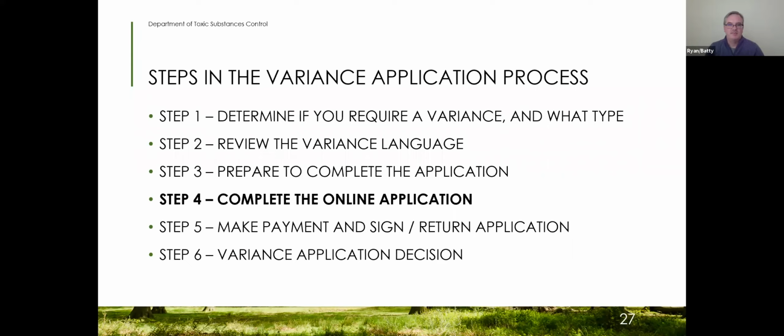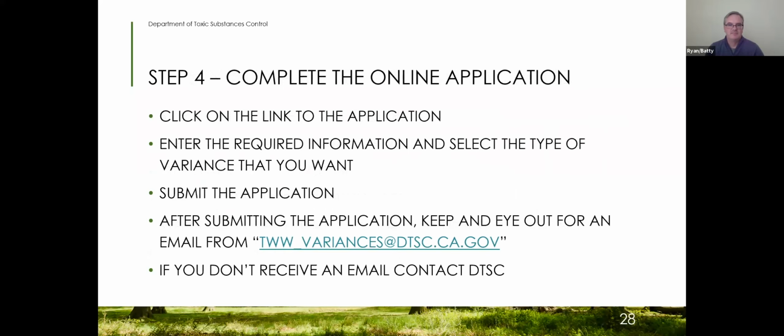Okay, so the fourth step is actually completing the online application. Next slide. After you've gathered all the necessary information, you can click on the link to the application on our website. You'll follow the prompts and enter the required information, including which type of variance you're applying for.